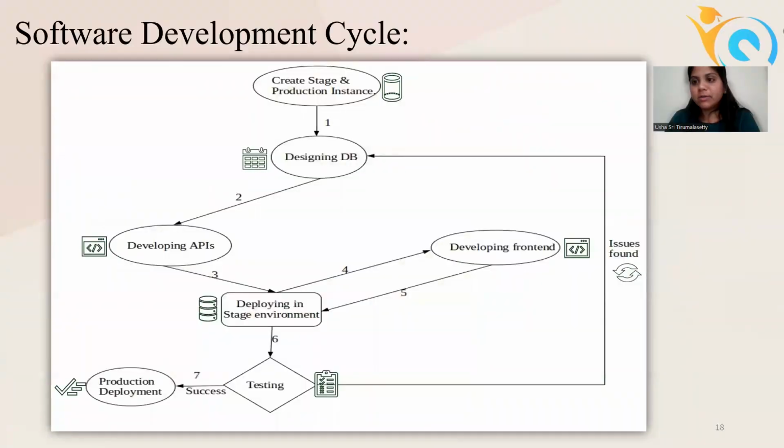And this is our software development cycle. First we will create a stage and a production instance. Stage is for testing, and if all the features work fine, then we'll release it into production. Later we'll design the DB, where we create the necessary tables and insert the data. And we'll connect this database to the backend APIs so that we can retrieve the information that is needed, and we'll deploy it into the stage environment.